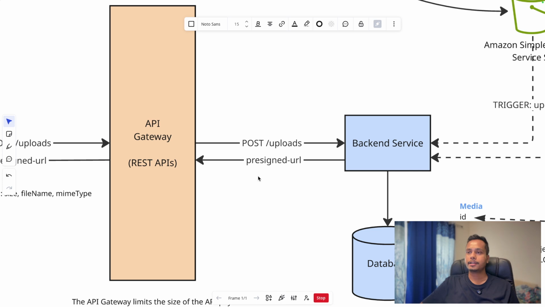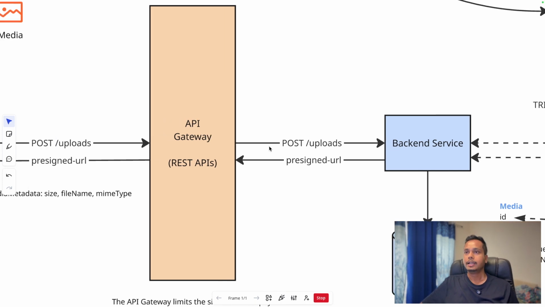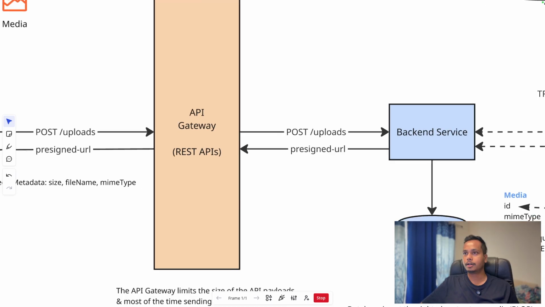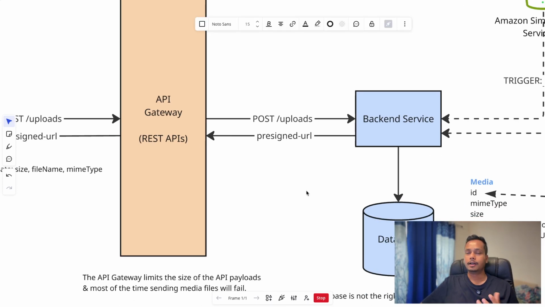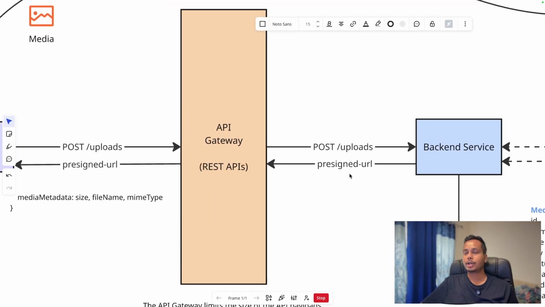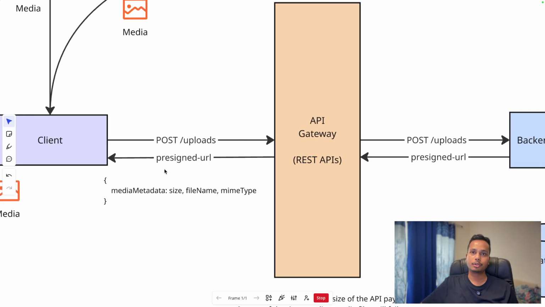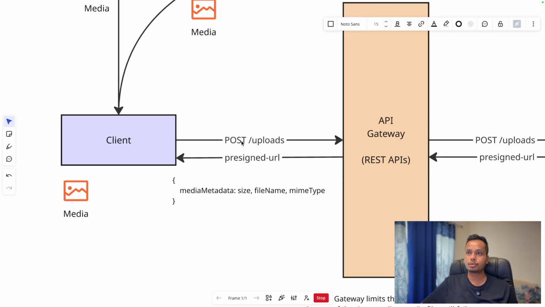Okay, so this pre-signed URL is some special URL which your backend will generate with the help of that metadata, and it will also have some information regarding the file which is to be uploaded. Let's say it's the key, and that pre-signed URL will be generated and sent back to your front end in response to this uploads API call. Okay, so your front end sent the media metadata to this uploads endpoint when the user wanted to upload this media file, and in response it got back a pre-signed URL.